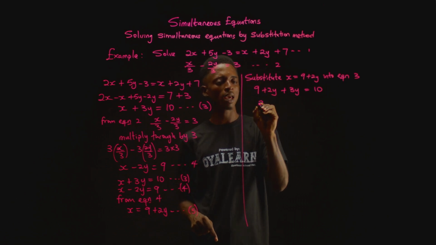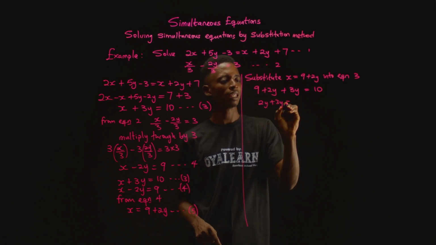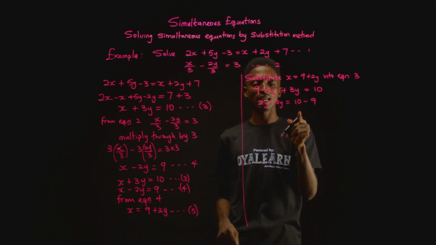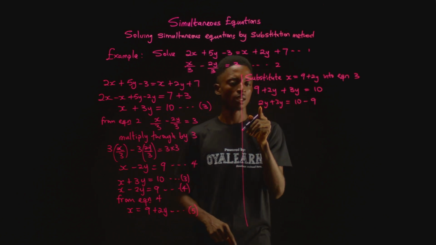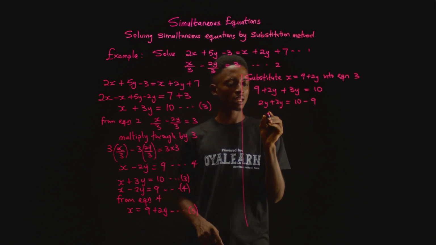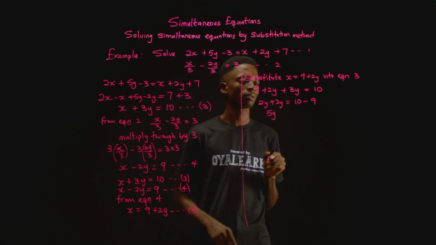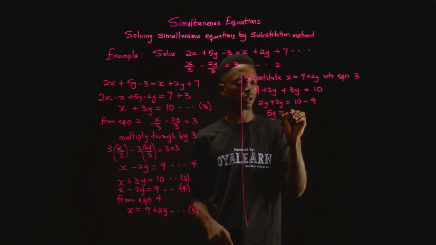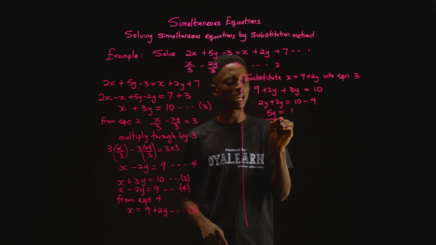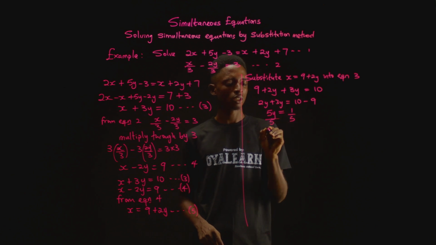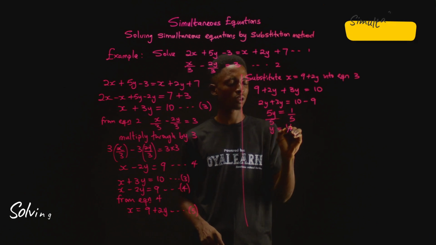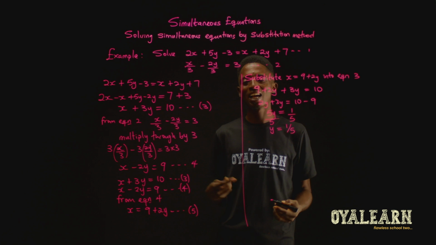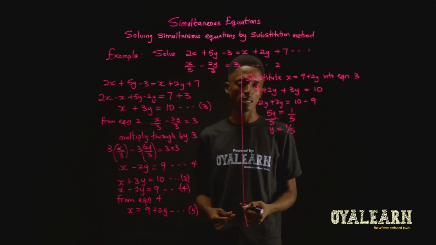When we collect like terms, we have 2y plus 3y equals 10 minus 9. Because when 9 crosses the equality sign, it takes the negative sign. Now, 2y plus 3y gives us 5y, which is equal to 10 minus 9, which is 1. And when we divide both sides by 5, you see that our y equals 1 over 5. This shows that you can also get a fraction as the answer of any of the unknown variables.